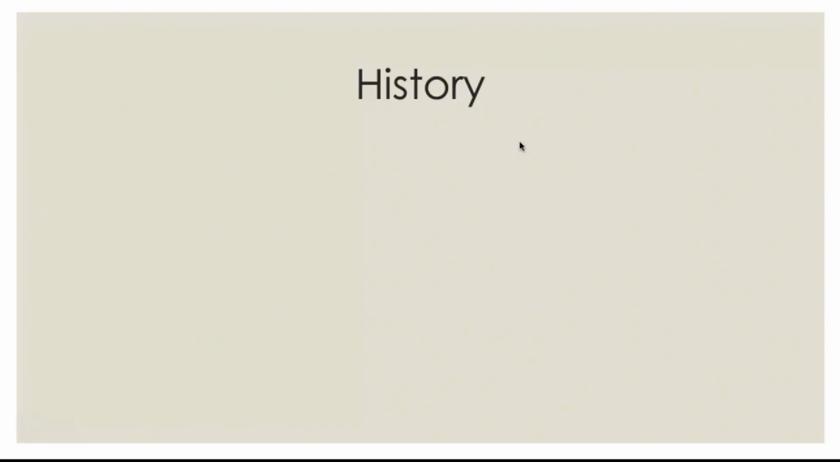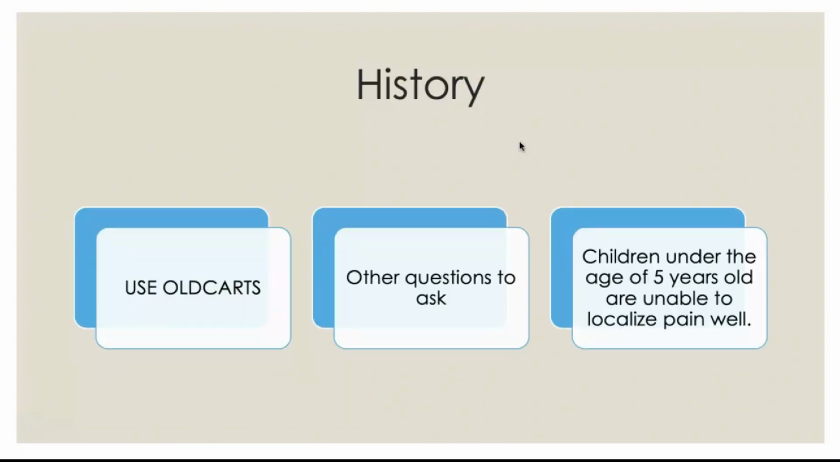As we begin the history, you want to use OLD CARTS or LOCATES, or the PQRST. Again, this is a pediatric setting. One of the questions you always need to ask in addition to OLD CARTS is, is this child drinking and voiding? Because you want to make sure that the child is not dehydrated. You want to ask the hydration status.